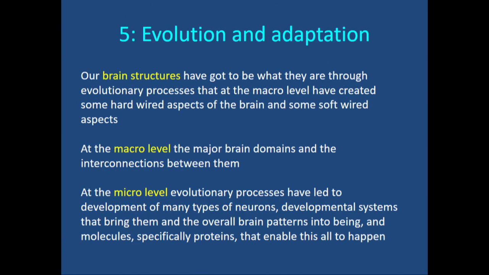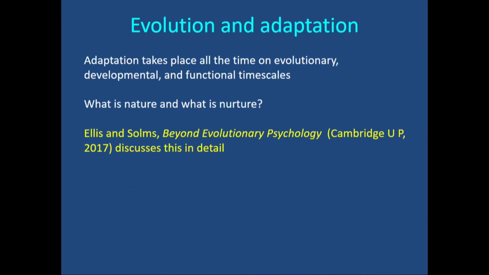Okay, our brain structures have got to be what they are through evolutionary processes that at the macro level have created some hardwired aspects of the brain and some softwired aspects. At the macro level, the major brain domains and the interconnections between them. At the micro level, evolutionary processes have led to development of many types of neurons, developmental systems that bring them and the overall brain pattern into being, and molecules, specifically proteins, that enable this all to happen. Adaptation takes place at all times on evolutionary, developmental, and functional timescales.